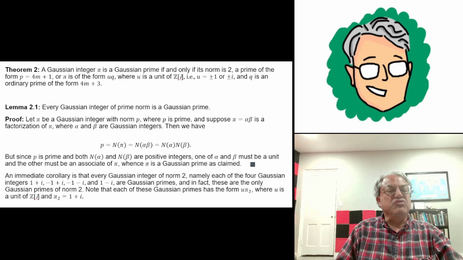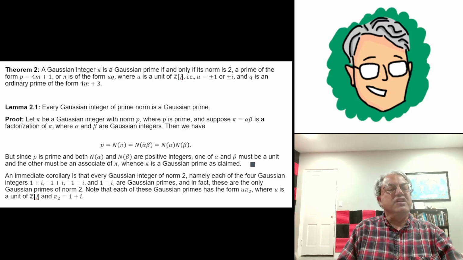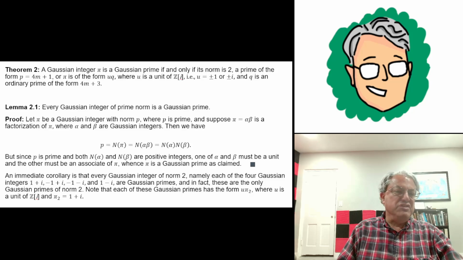It is a Gaussian prime. We've proved that. And there's an immediate corollary we can make. Let's consider the case p equals 2. For this lemma, we didn't actually assume that p was congruent to 1 mod 4. I think I made a mistake when I stated this lemma, Lemma 2.1. p just has to be a prime. So in particular, p can be 2.